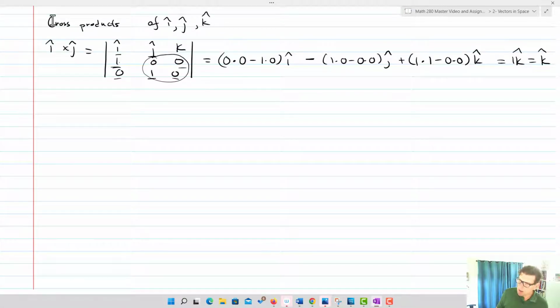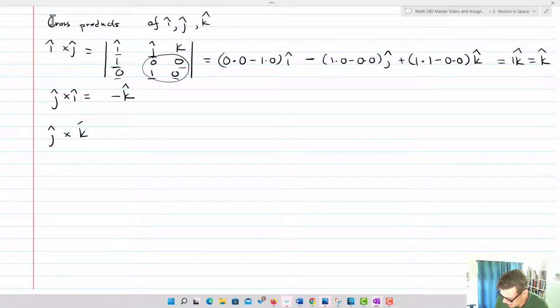We already talked about what happens if we reverse that order, if we take j cross i instead of i cross j. j cross i is going to equal negative k. That works out geometrically, and you can also go in and do the calculation. Now let's take j cross k.